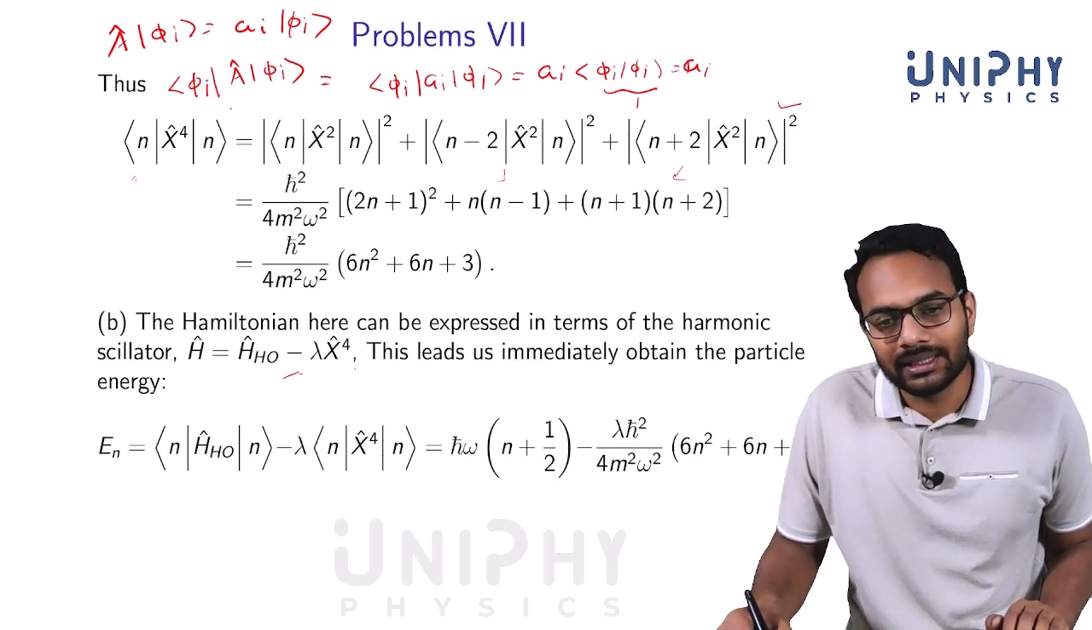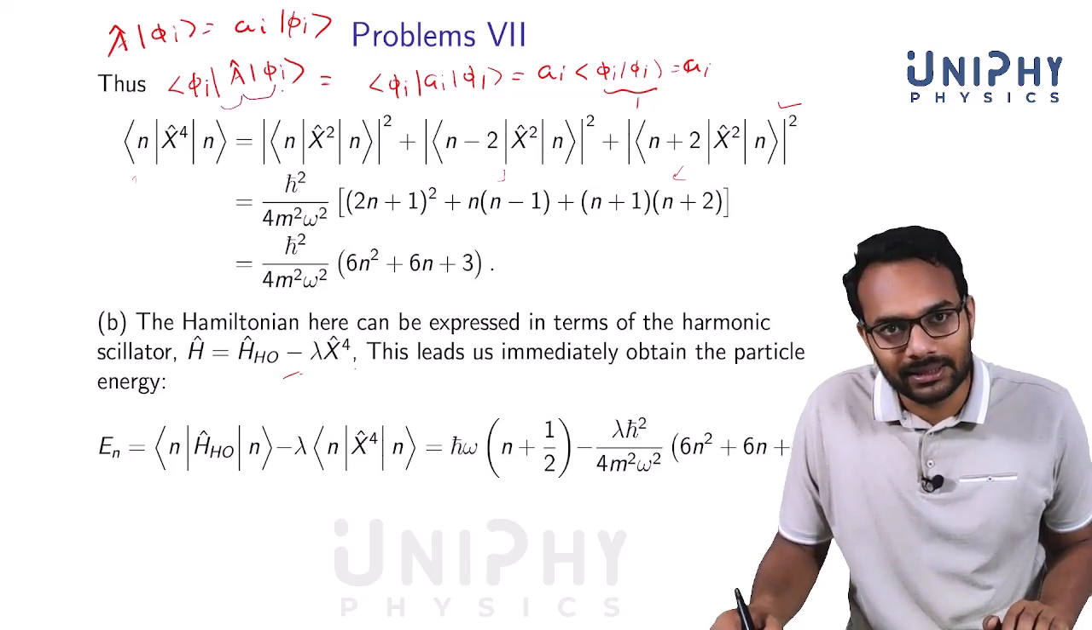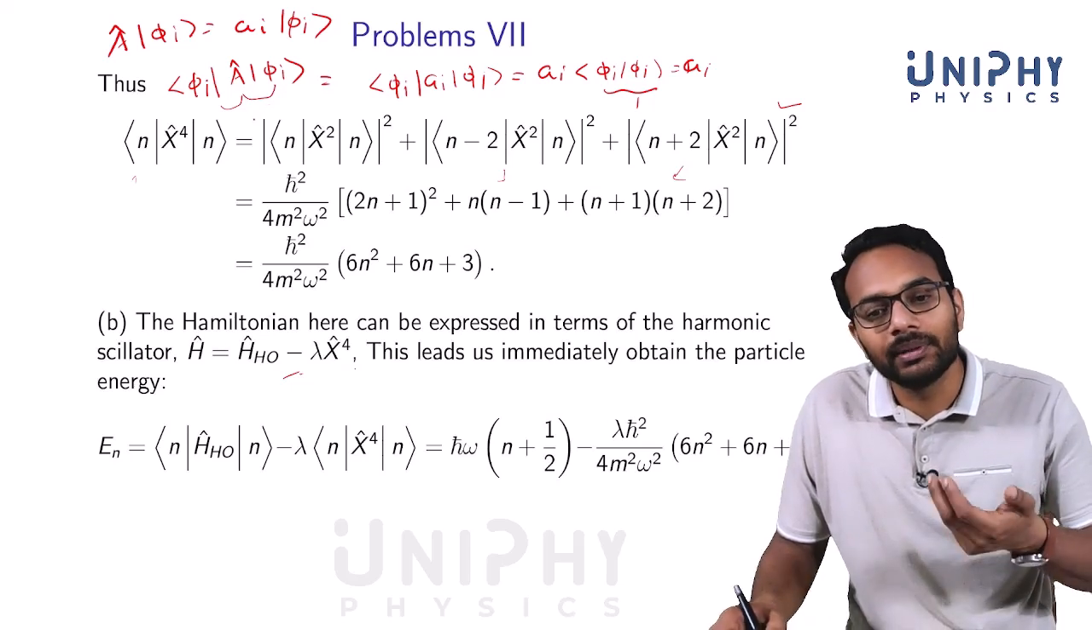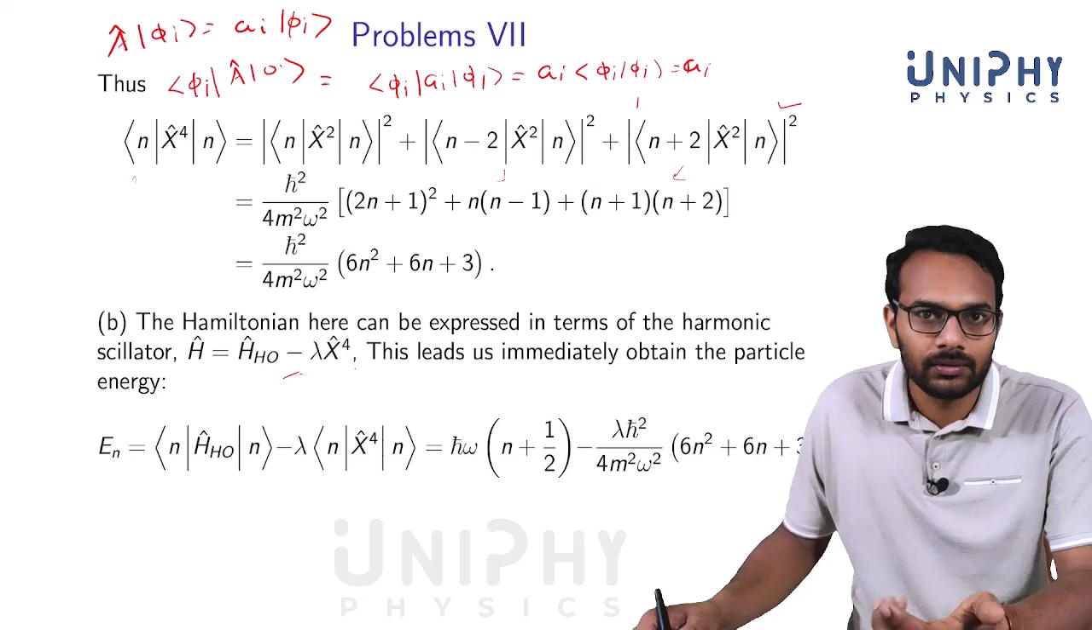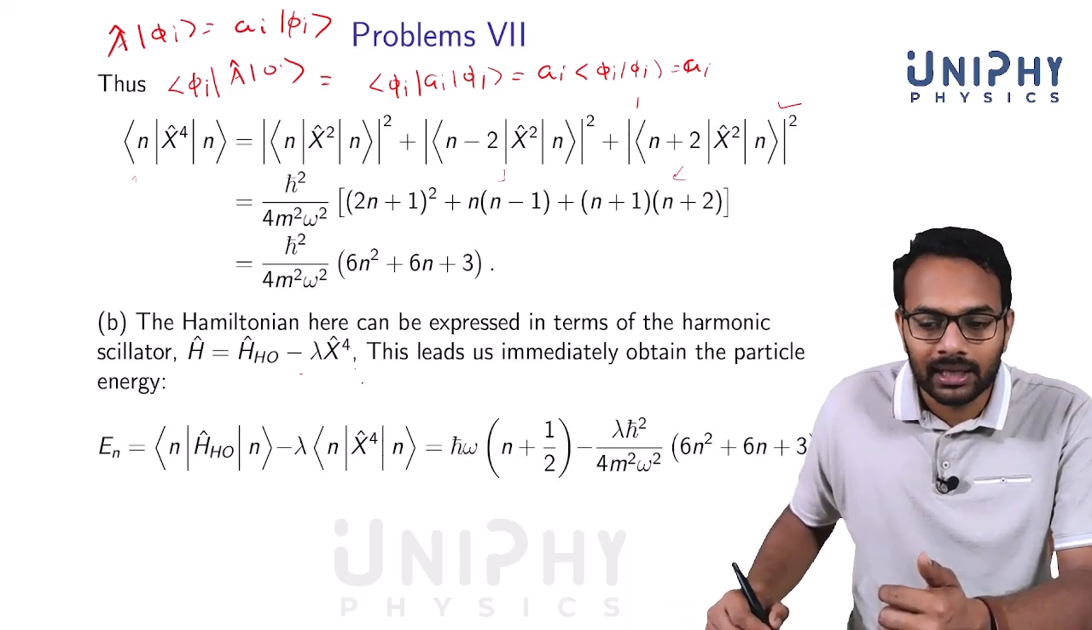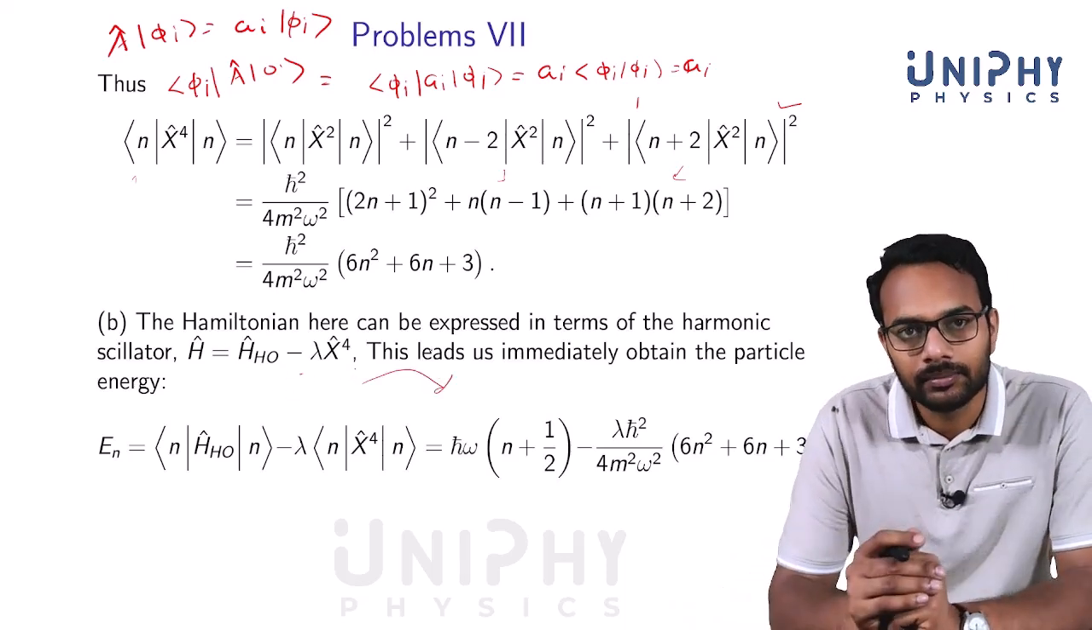If you take the expectation value in the operator's own eigenstates, then what you get is basically the eigenvalue. So that's the reason why we get the answer for the eigenvalue here. I hope that's clear.